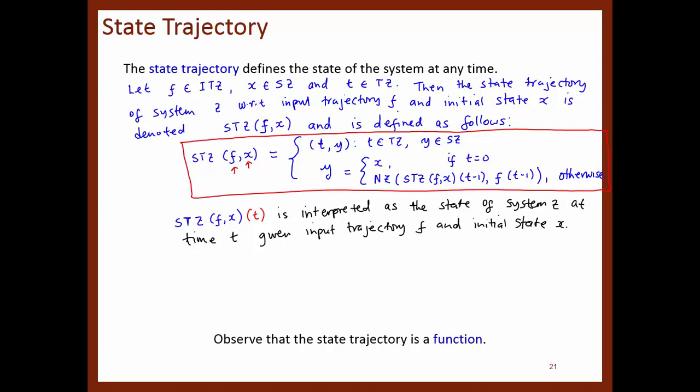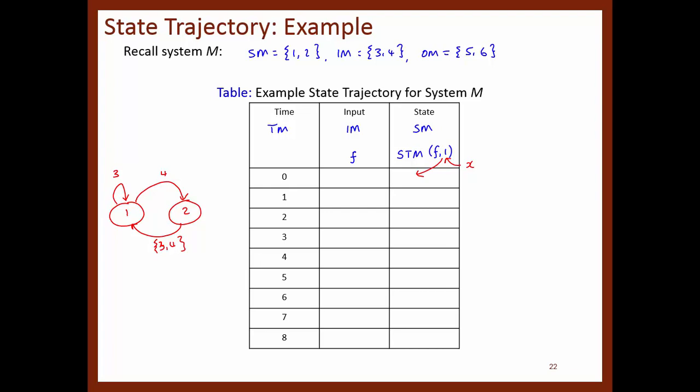The state trajectory is interpreted as the state of the system Z at time t given an input trajectory F and the initial state X. Observe that the state trajectory is a function, with a domain and a range. So how can we use that to represent our behavior? Maybe this is going to make things clear. This is what we have.